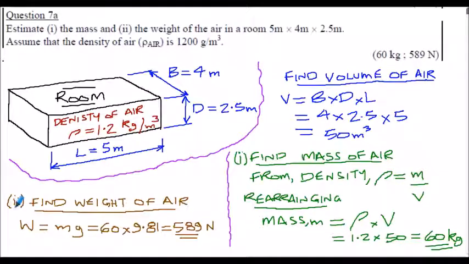And then the second step, we need to calculate the weight of the air. So the weight is simply the mass times the gravitational acceleration. The mass we've calculated here at 60 kilograms. We always assume 9.81 meters per second squared for the gravitational acceleration on Earth. So the weight of the air in the room is 589 newtons.